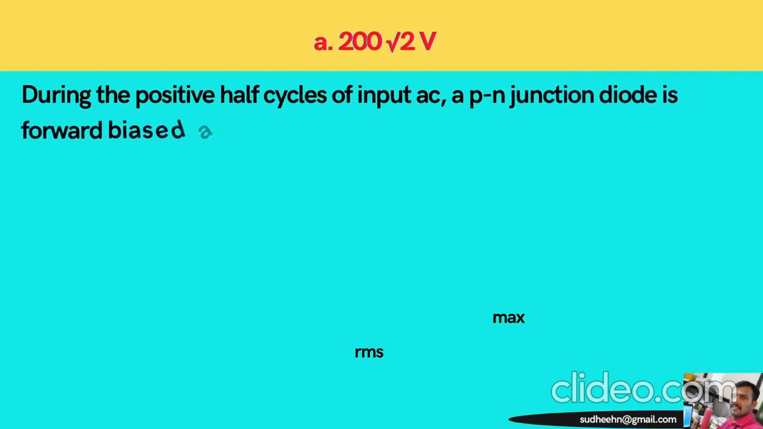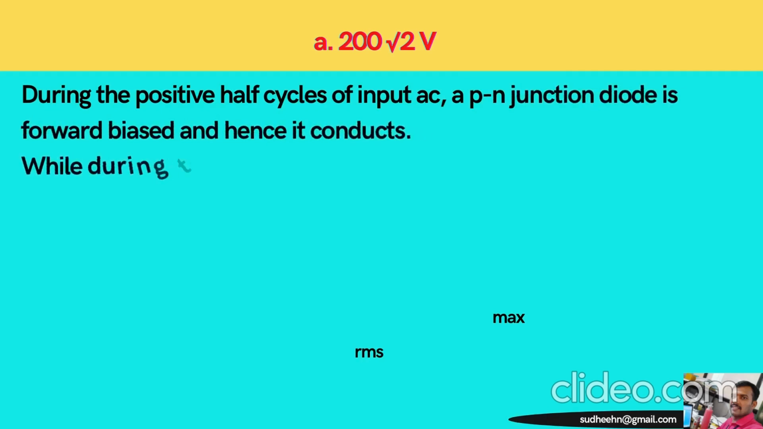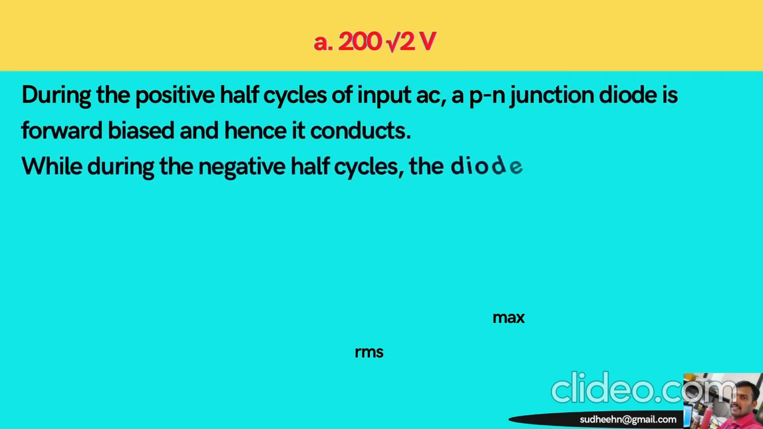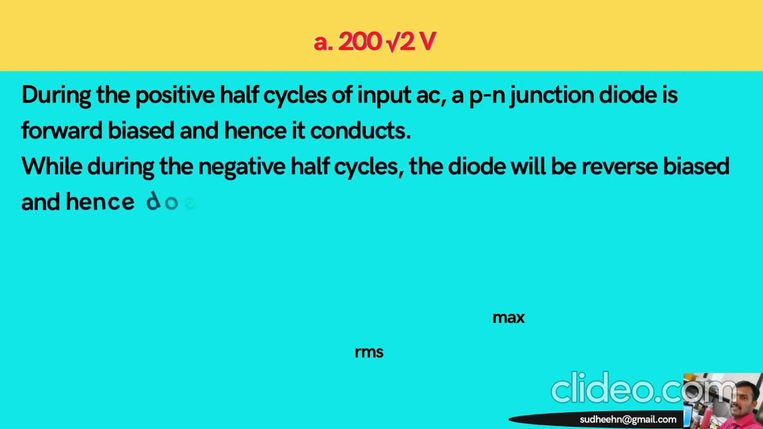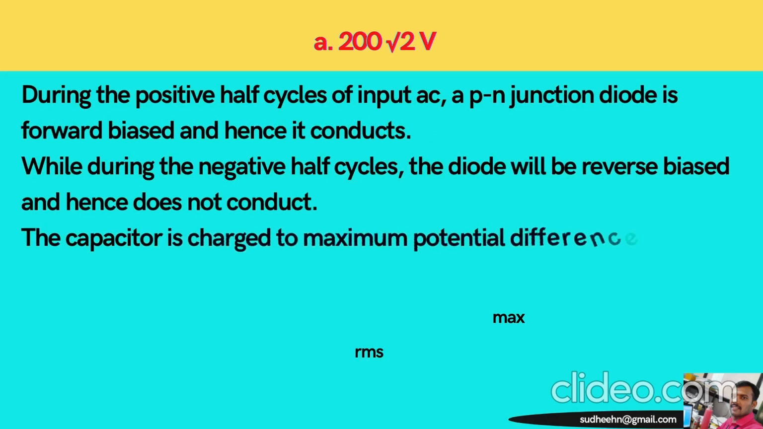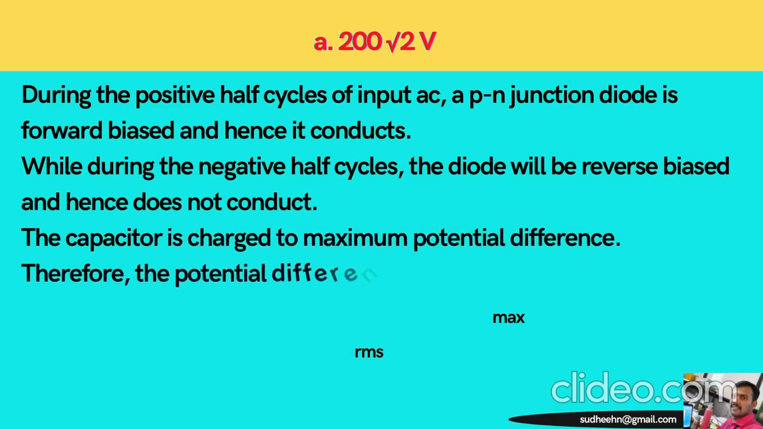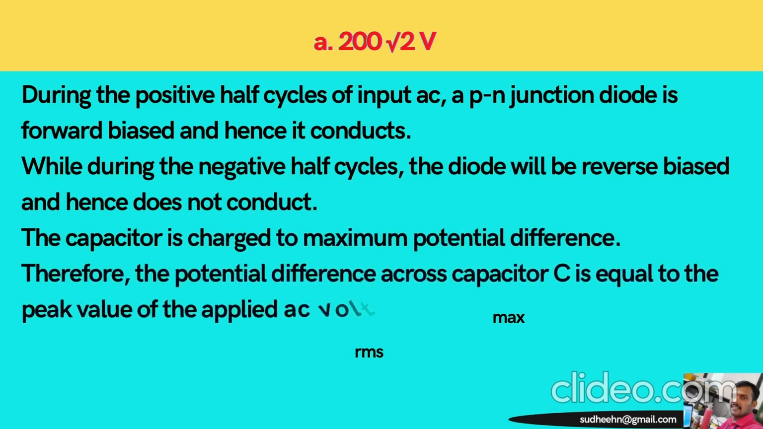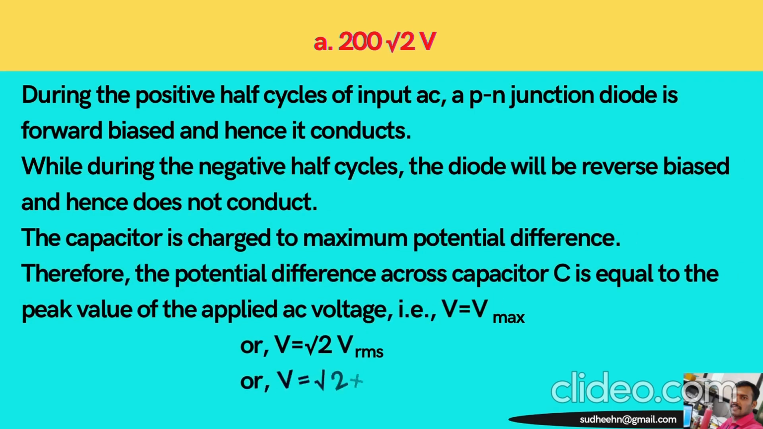During the positive half cycle of input AC, a PN junction diode is forward biased and hence it conducts. While during the negative half cycle, the diode will be reverse biased and hence does not conduct. The capacitor is charged to maximum potential difference. Therefore, the potential difference across capacitor C is equal to the peak value of the applied AC voltage, that is V is equal to V max, or V is equal to square root of 2 into V RMS, or V is equal to square root of 2 into 220 volts. This is the required answer.